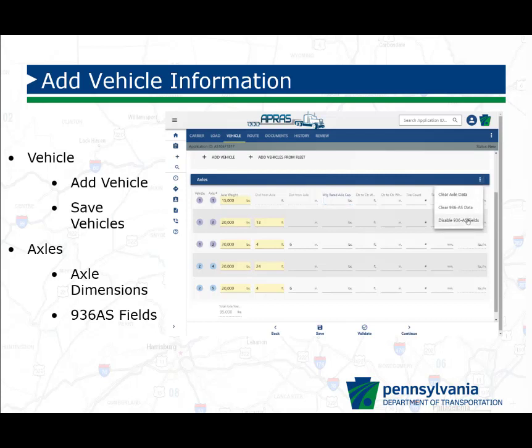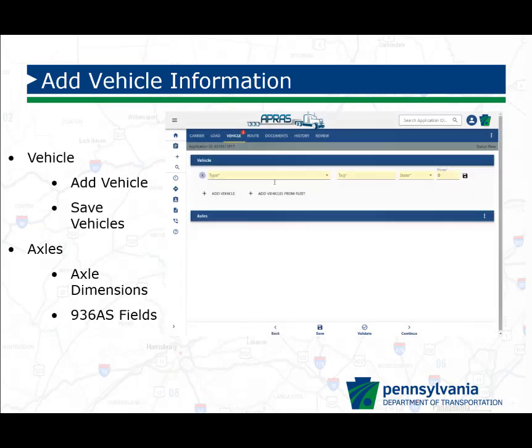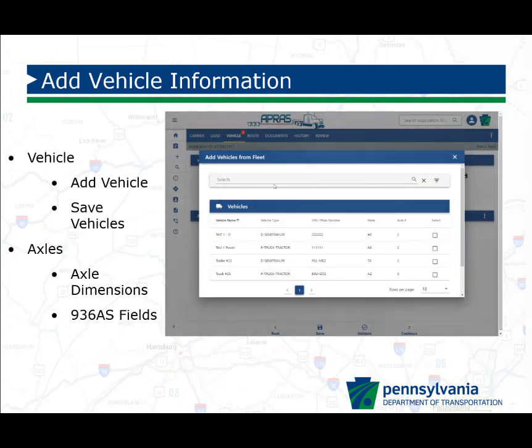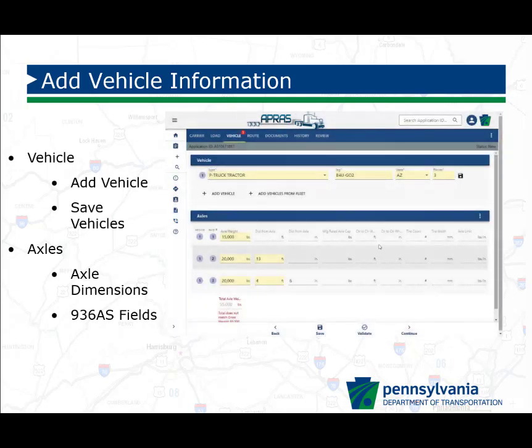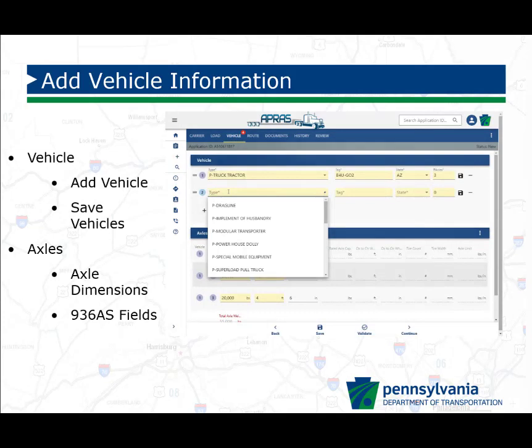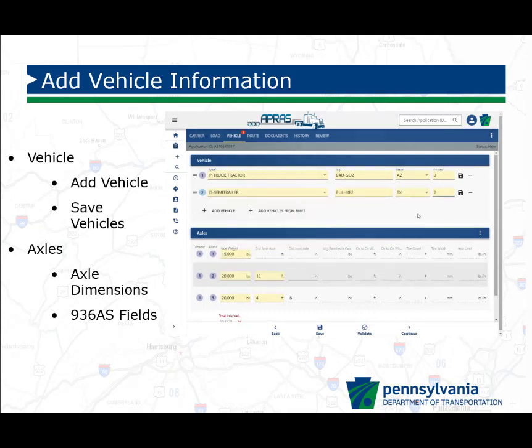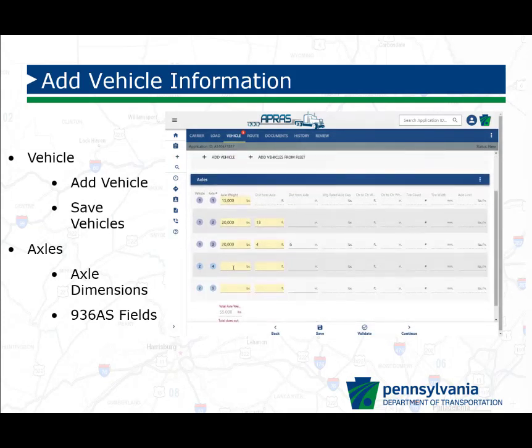Depending on the permit type and load or axle dimensions, the 936A S fields may be enabled and required. The additional axle fields may be manually enabled by clicking the ellipsis in the axle's header and select 936A S fields. Once the vehicle and axle data has been entered, click Continue to navigate to the Route tab.